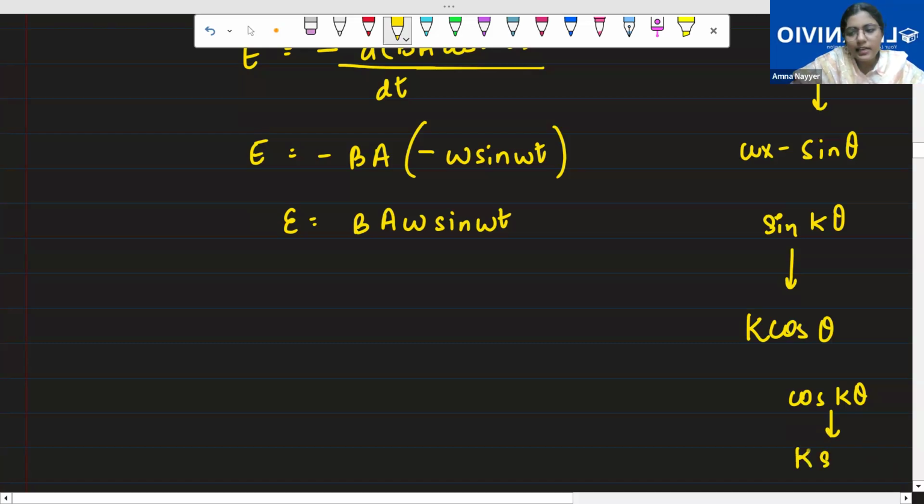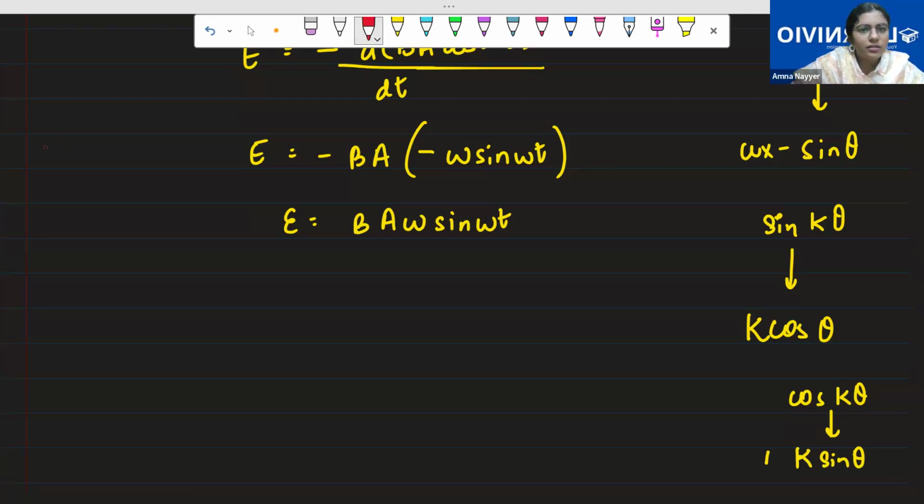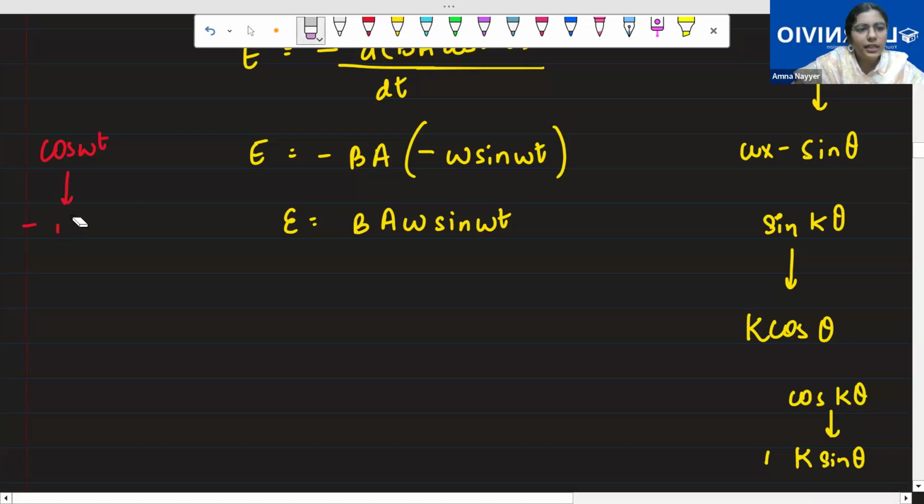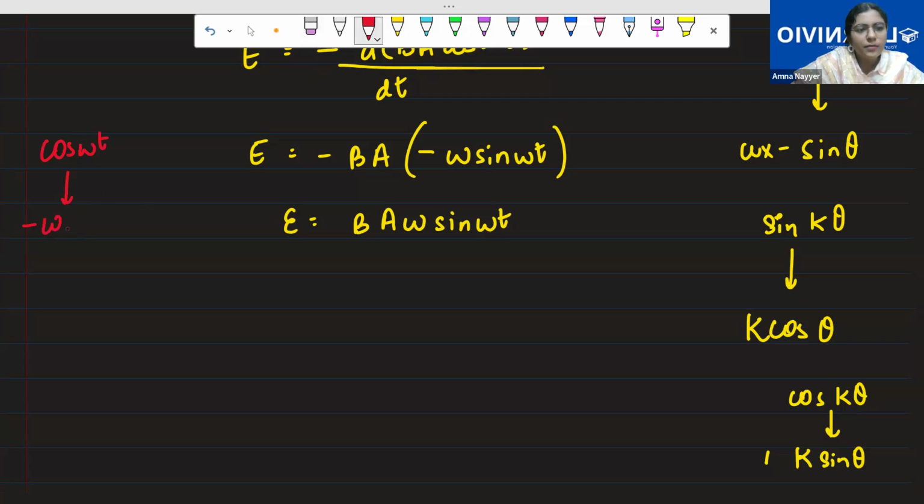This will be k sine theta, whatever it is, with a negative sign. That's why omega sine omega t. Remember that your cos omega t will become minus omega sine omega t. Remember it like this.